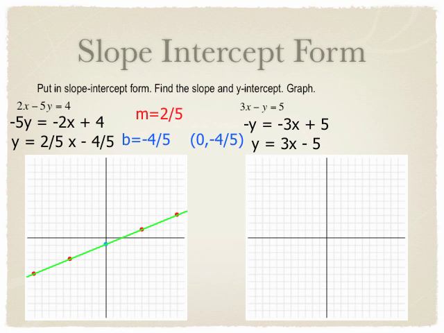What is my slope? My slope is 3, which is the same as 3 over 1. You're welcome to write it as 3, but once we go to graph, it's going to be a little easier to think of it as 3 over 1. My y-intercept is negative 5.